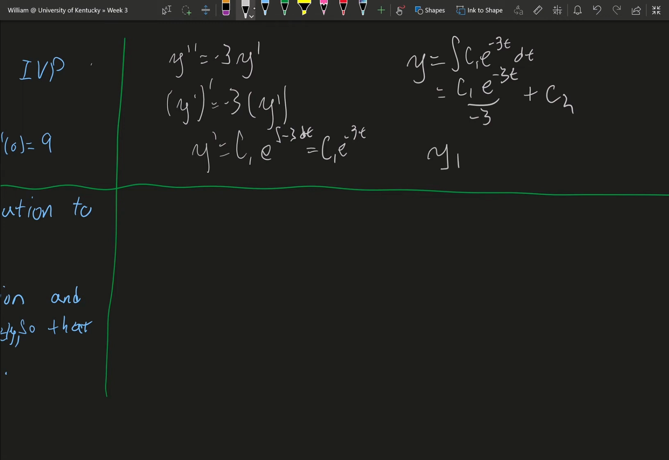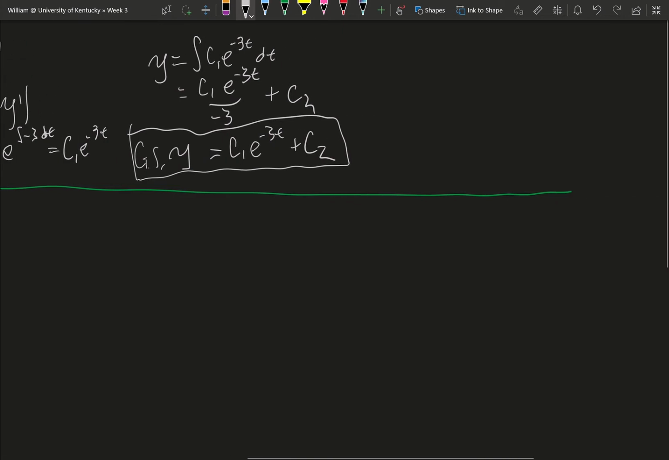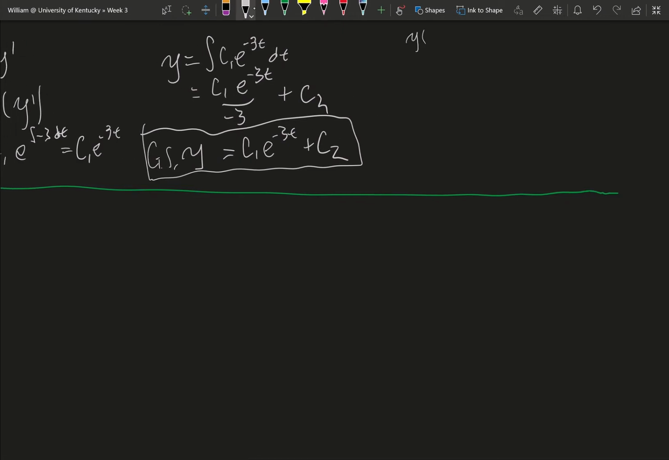To make our lives easier, we can absorb that negative 1/3 into the c1. So y equals c1 e to the negative 3t plus c2. That's our general solution, but we're told to solve an IVP. So we have y of 0 equals 2, which we see is c1 e to the 0 plus c2. So we just get that c1 plus c2 equals 2.